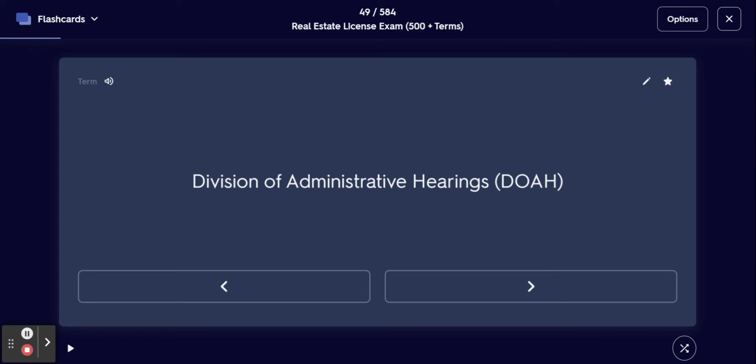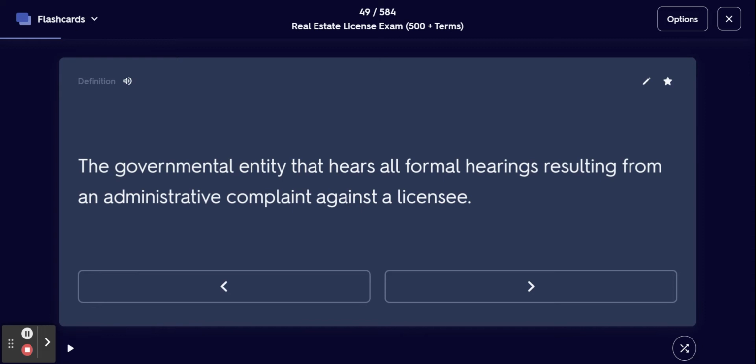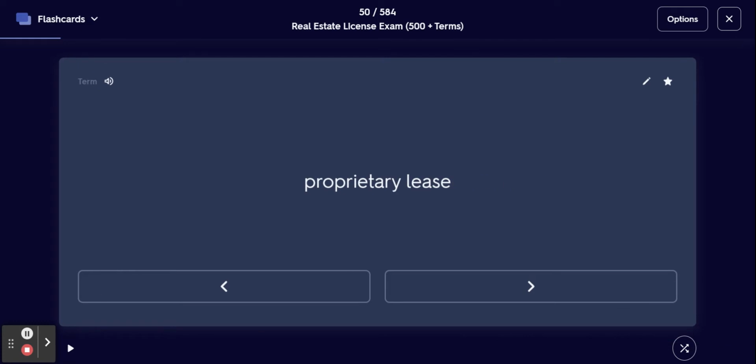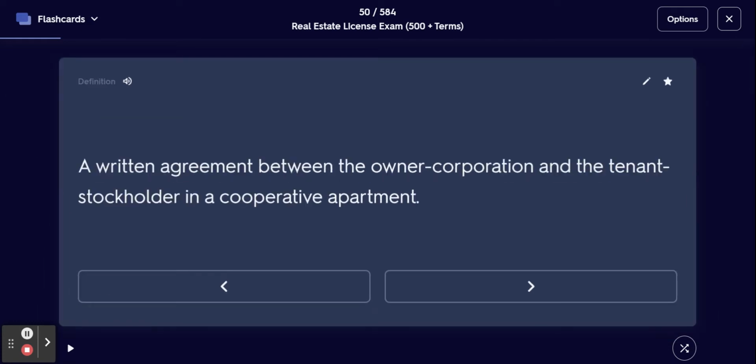Division of administrative hearings. The governmental entity that hears all formal hearings resulting from an administrative complaint against a licensee. Proprietary lease. A written agreement between the owner corporation and the tenant stockholder in a cooperative apartment.